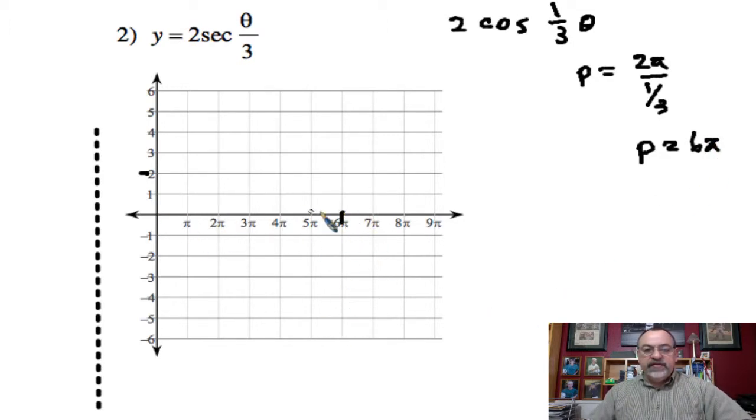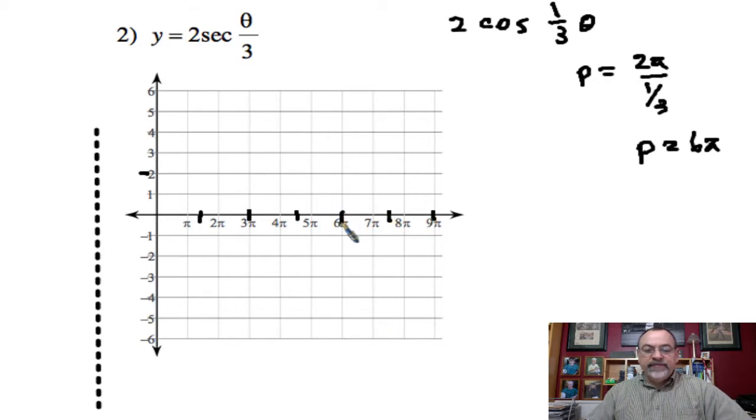So then to get my 4 key points, I divide that in half, that's 3 pi, and then divide that in half, that's 1.5 pi, so that'd be about right here, and then 1.5 pi here, and then 1.5 pi here, and then 1.5 pi here.